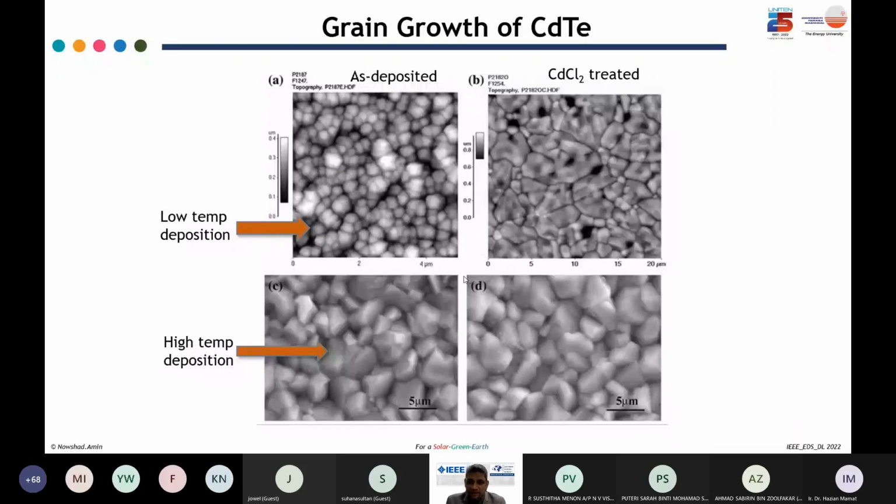We also tried grain growth for the low temperature deposition process and the high temperature deposition process. Low temperature is usually sputtered. Whenever sputtered grains are treated at high temperature, the grains grow. But this grain growth is observed only for the low temperature deposition process, not for the high temperature deposition process. As you can see, the grains are almost similar even after the heat treatment or cadmium chloride treatment.